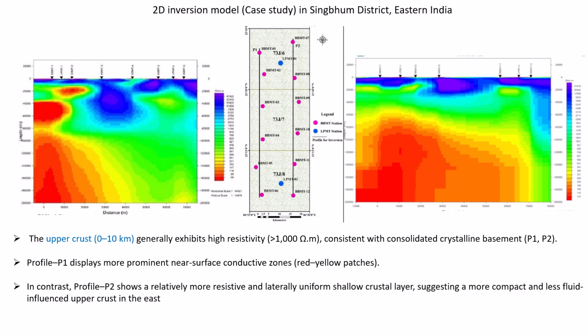Generally it will show that the upper crust, from 0 to 10 kilometer, has very high resistivity, shown by the blue, and it is consistent with the crystalline basement in both profiles P1 and P2. A near-surface conductive zone is shown more prominently, but there are also deep conductive zones. And P2 shows more resistive and laterally uniform shallow crustal layers, more compact and with less fluid in the upper crust in the eastern region.